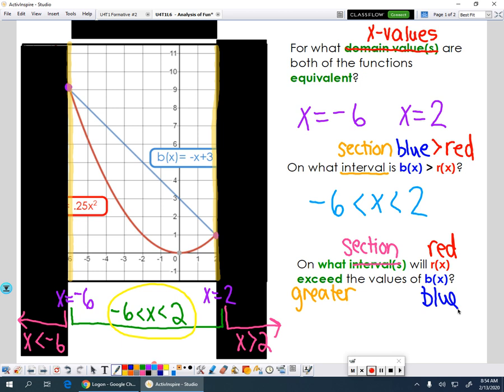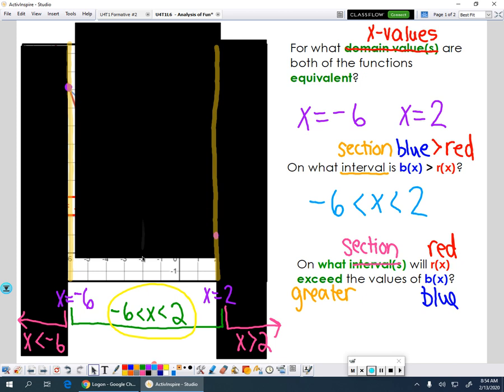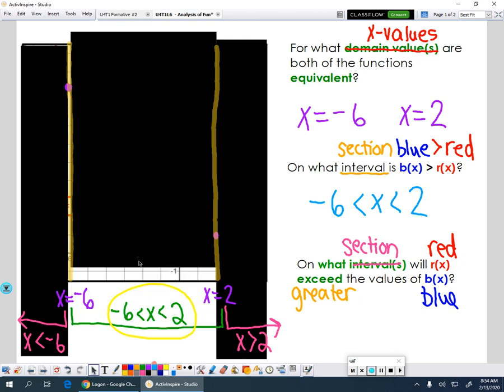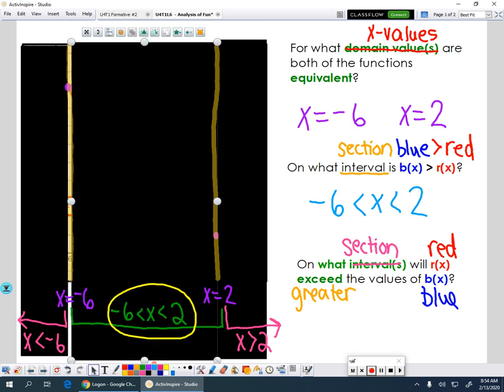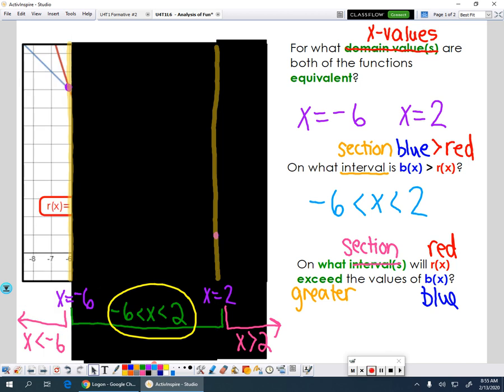Well, we know it's not this middle section, right? Because right here we already decided that blue was greater. So let's look at our other sections that we have. Okay, I'm going to cover this section up. Let's go back over here. If I look over here, I can see that my red line here is above my blue line, which means my red line is greater, which means that this interval is where red is greater than blue. So I'm going to write that down. Red is greater than blue when x is less than -6.